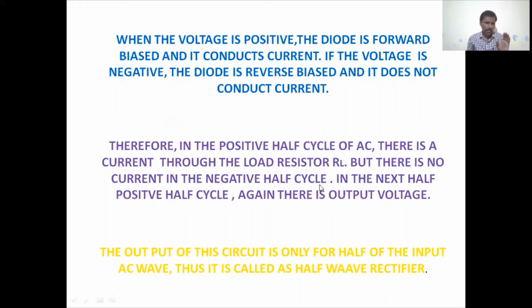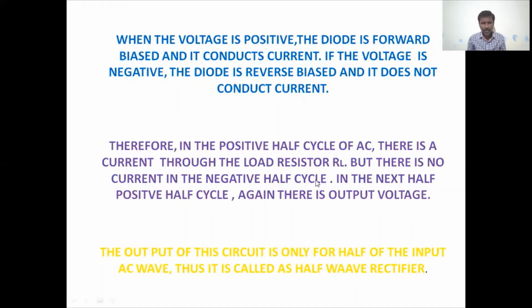That is, only when the positive half cycle is the input of the diode, then only there is a current through the load resistor. There is no current in the negative half cycle. When the negative half cycle is input to the diode, it behaves as reverse biased. Then there is no current in the negative half cycle.